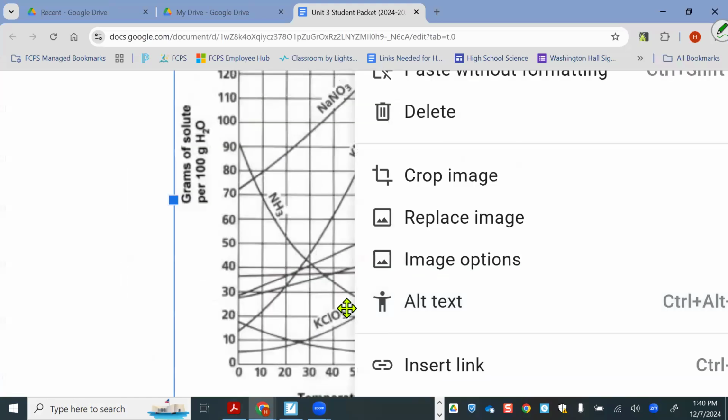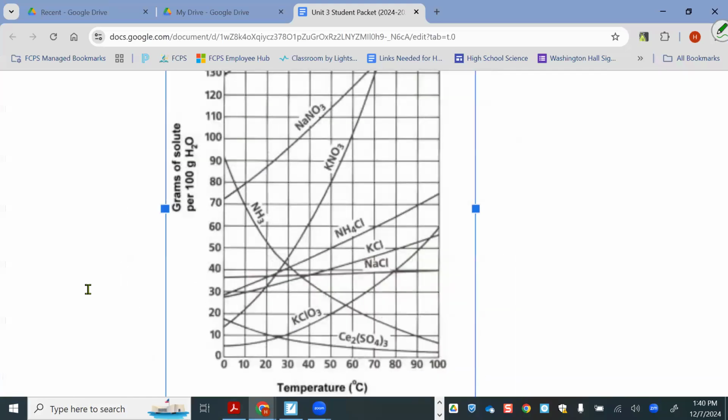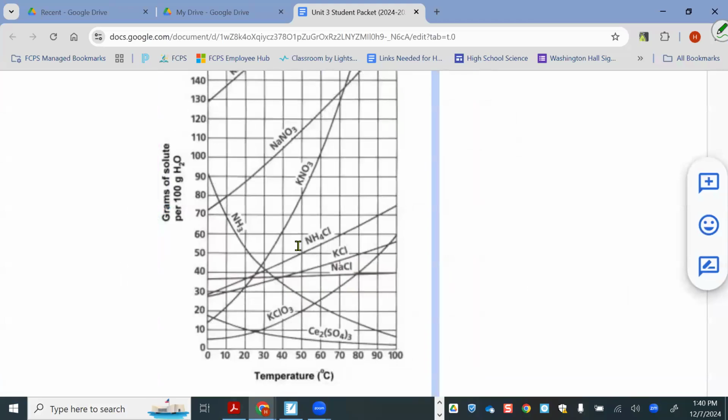So this is a solubility chart, solubility curves. There's something really easy when you're looking at solubility curves. Temperature and the solute. 90% of all you have to do is look at the temperature and the solute.